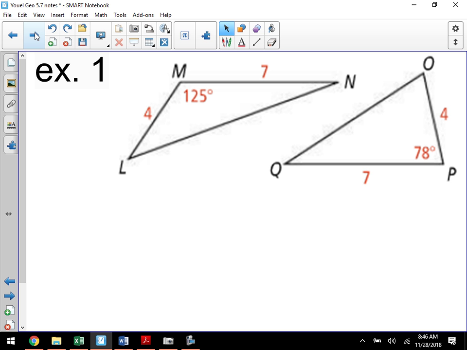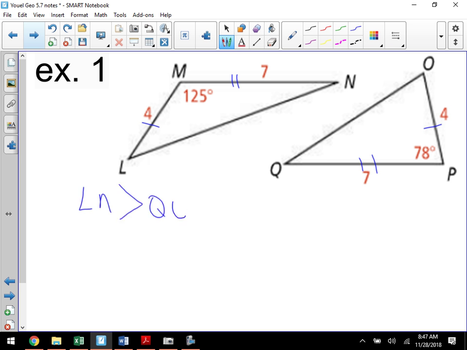Since angle M is 125, angle P is 78. Also notice that LM and OP are the same, MN and QP are the same. You've got your included angles between them. Whichever angle is larger has the longer side length across from it. That's all it means. That means then you can say that LN is greater than QO.